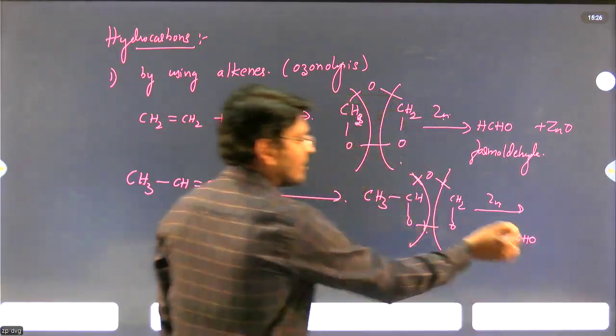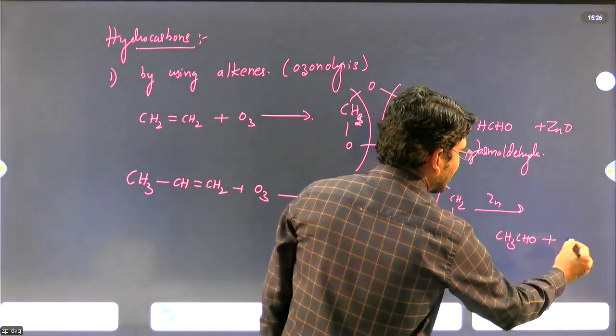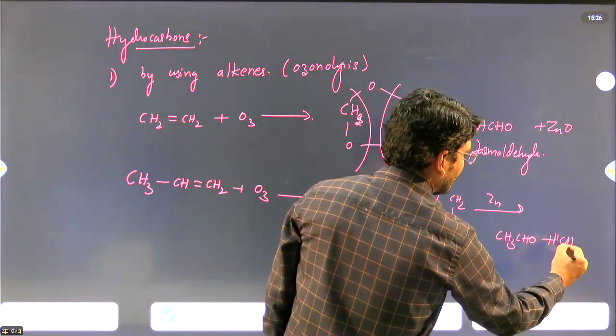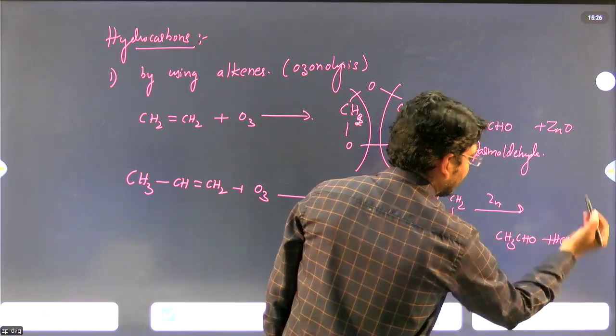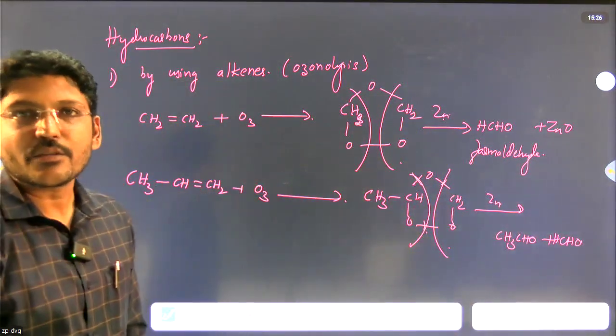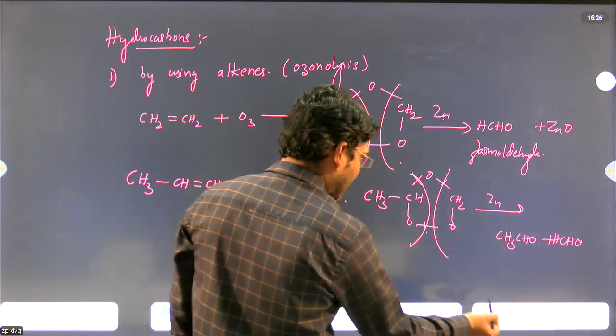CH3CHO, the name of this compound is acetaldehyde. Another one we are observing is HCHO, which is also called formaldehyde. One is acetaldehyde, another one is taken as what? Formaldehyde. Two components come out.